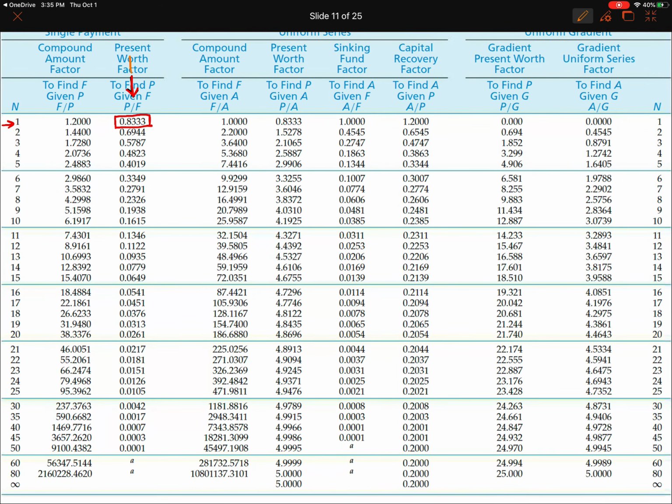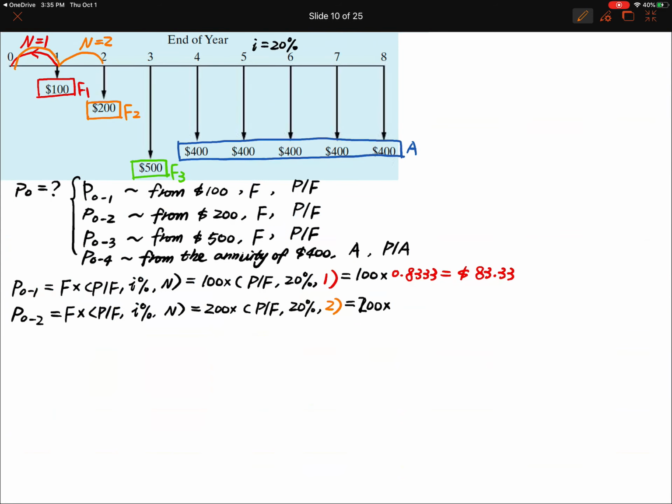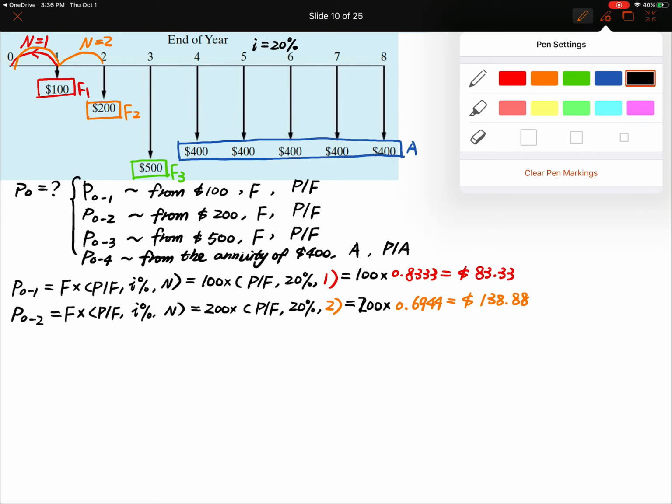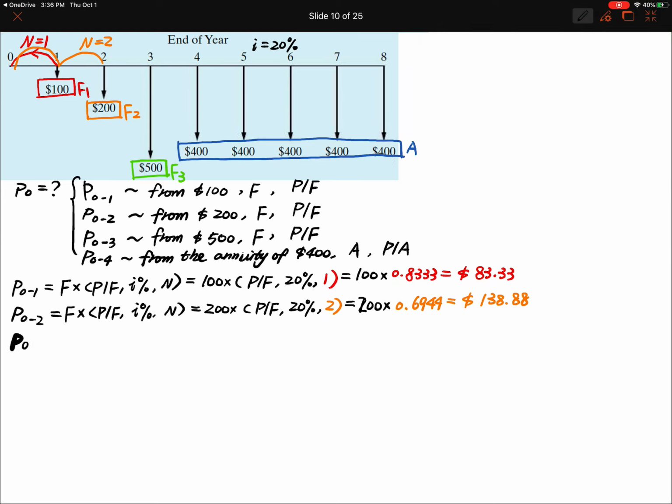So it's 200 times, what is the factor for n is 2? Same column because you're looking for P given F, but it's going to be the second row. So this is your factor. So it is 0.6944. So it's 138.88. Okay, what is the third part?